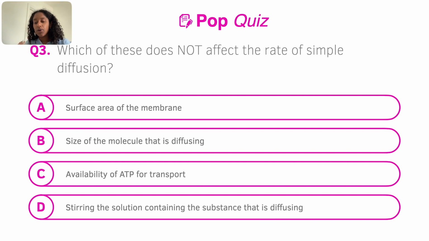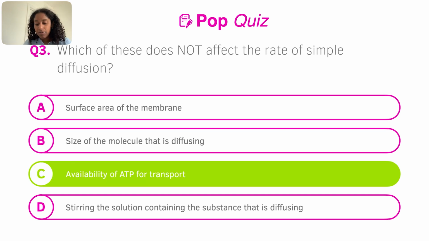Okay, and then which of these does not affect the rate of simple diffusion? So again, give the video pause, see if you can answer this. And I'm going to reveal the answer now. So the answer is the availability of ATP for transport. So why is that the answer? We know simple diffusion is a passive process, not an active process. Passive processes do not require ATP to provide energy. Only active processes require ATP to provide energy for the transport of those molecules against the concentration gradient from a low to a high concentration.